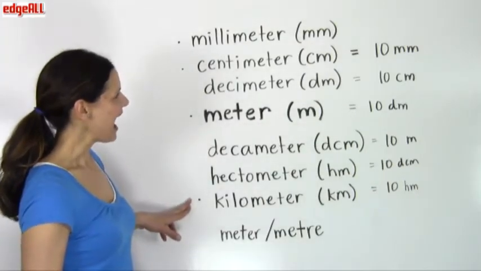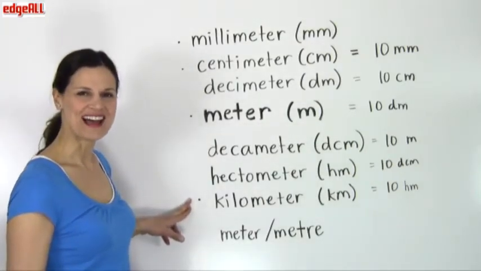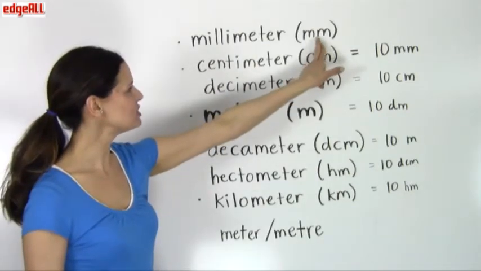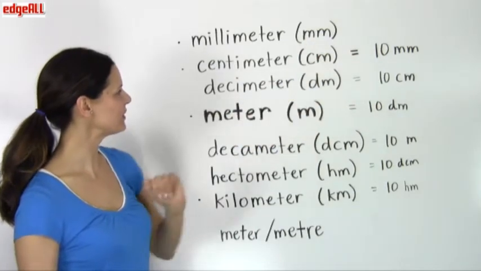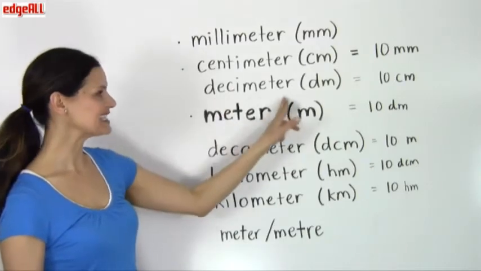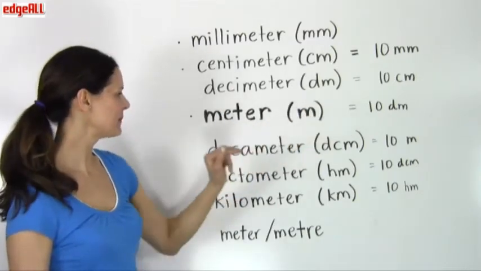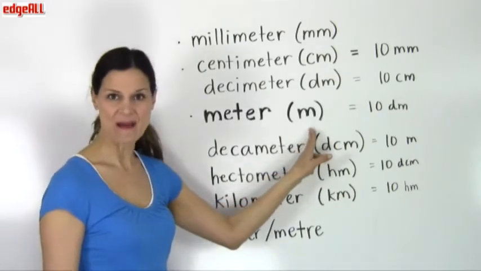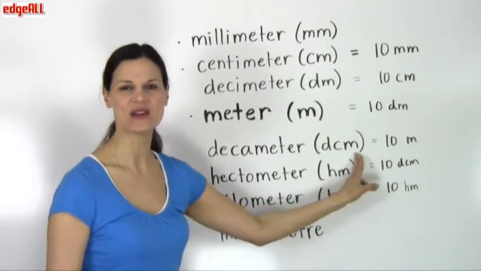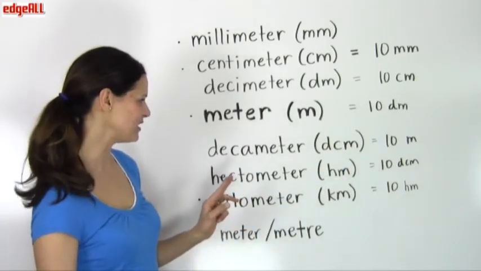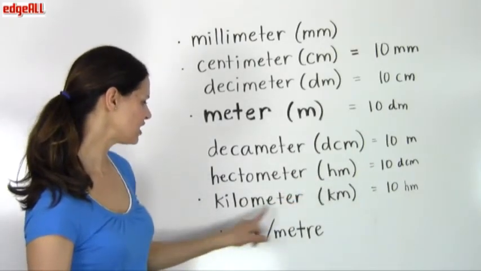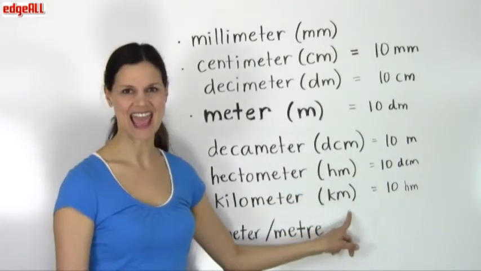They all also have an abbreviated version of these longer names. For millimeter, we have simply mm. For centimeter, you'll see cm. For decimeter, dm. For meter, simply an m. And then for decameter, dcm. This is the only one with 3 letters in the abbreviated version. Hectometer, hm, and kilometer, km.